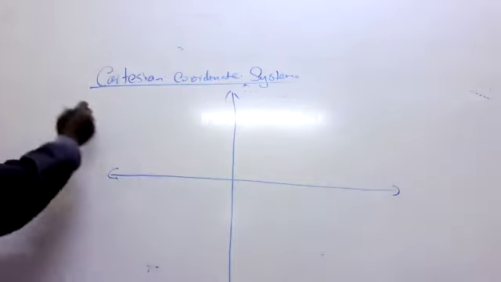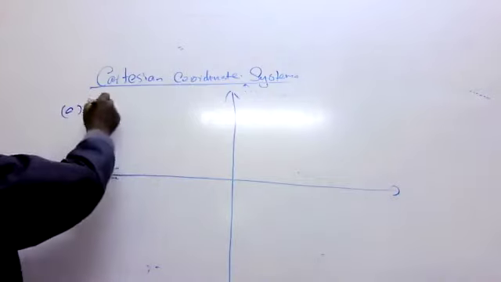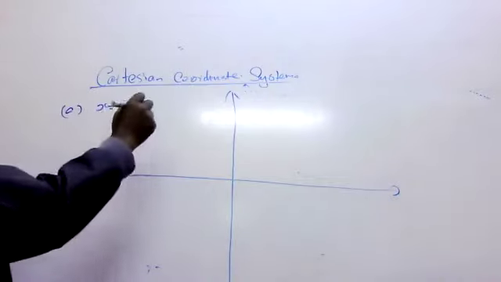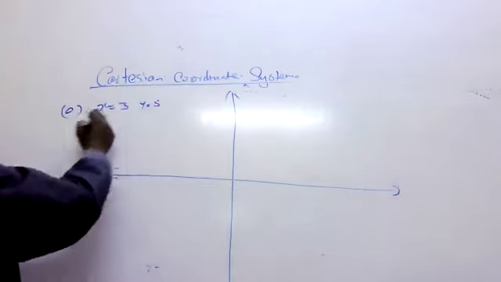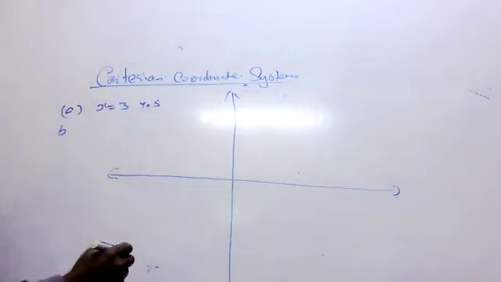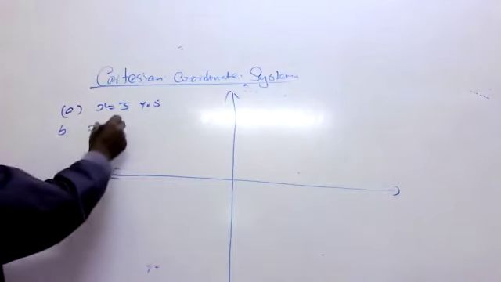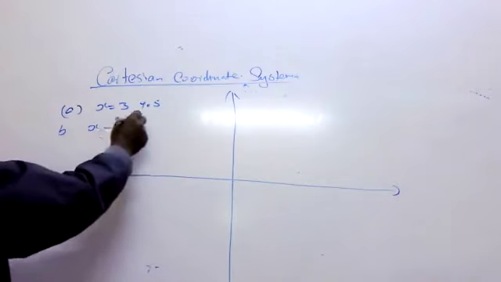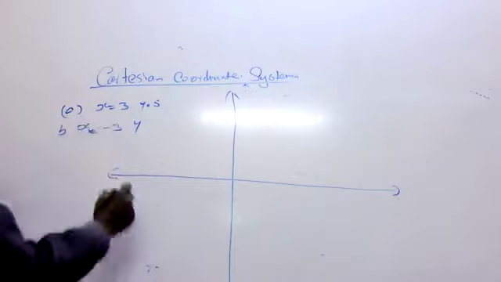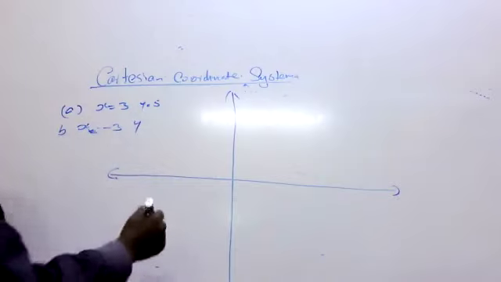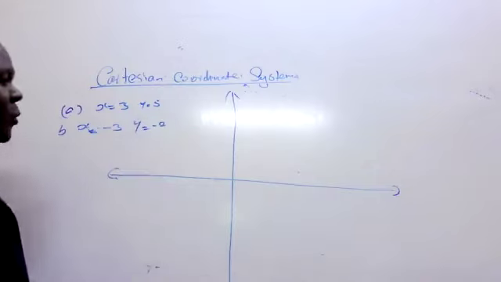I'm just going to use two vectors. A: x is 3, y is 5. B: x is -3, y is -2. So we have to draw this one.